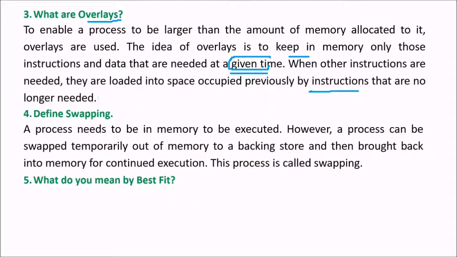Define swapping. What is swapping? Swapping is exchange, simple swapping as we learned in our C programming classes, x to y, y to x. The process needs to be in memory to be executed. If it is not there, it will not be executed, so it has to be brought into the memory. However, a process can be swapped temporarily out of memory to the backing store, that is the disk, and then brought back into the memory for continued execution.